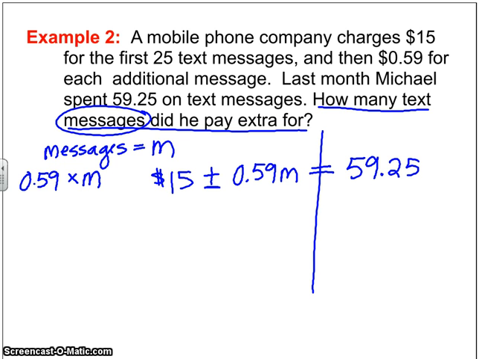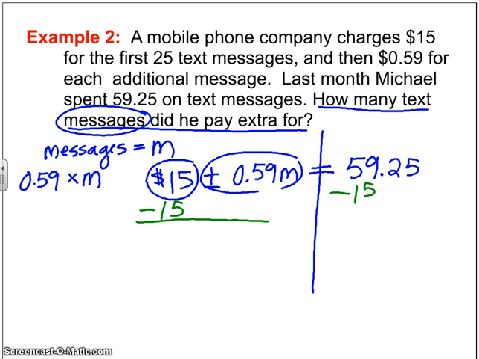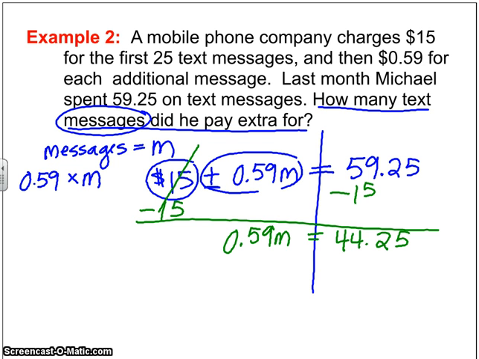Again, on the left hand side is my variable m. M is being multiplied by a positive 59 hundredths. We also have this 15 over here. 15 is positive, so let's go ahead and do the inverse of that, which would be to subtract 15 from both sides. Once I subtract 15, my inverse operations cancel out, and we're left with 59 hundredths multiplied by m. And on this side, we need to take our $59.25 and subtract the $15 out, and we get $44.25.